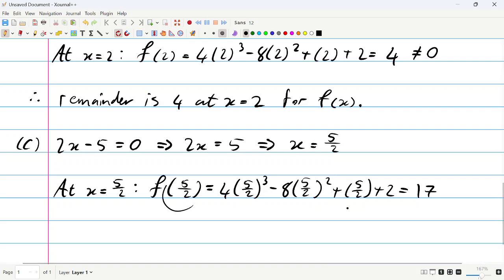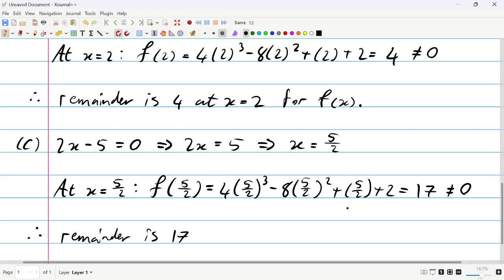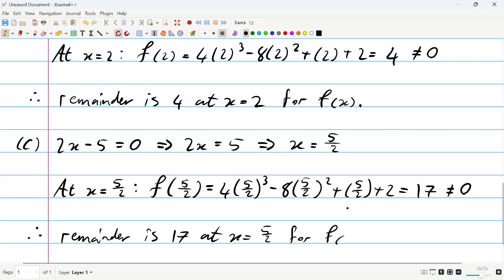So I'm just going to skip to that part. Alrighty, so when we plug in 5 over 2 for x, we notice we're going to have all of this, and we're going to have 17, which is not equal to 0. Do you notice that therefore, since it's not equal to 0, we can say that the remainder is going to be what? 17 at x equals 5 over 2 for f of x. Okay, there we go. And there's our answers, right? It's not that bad. So let's do a little bit of a tricky question, but we still use the same application that we usually do.